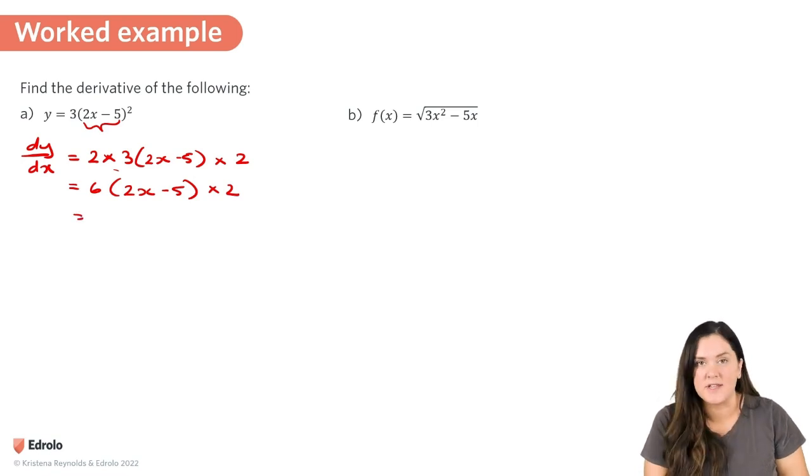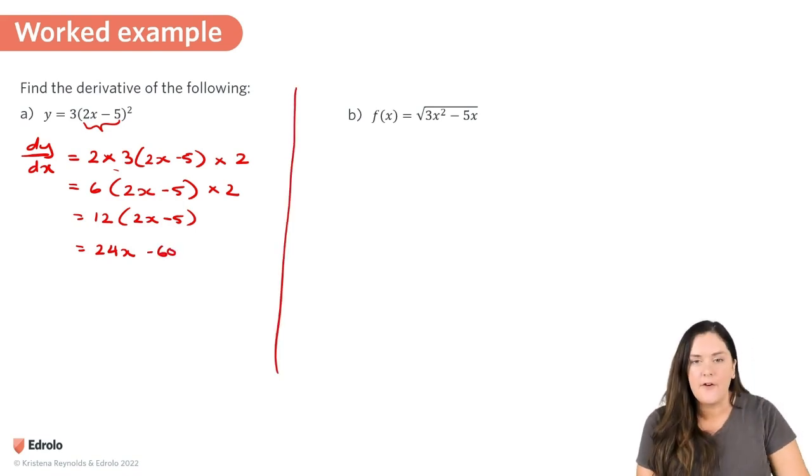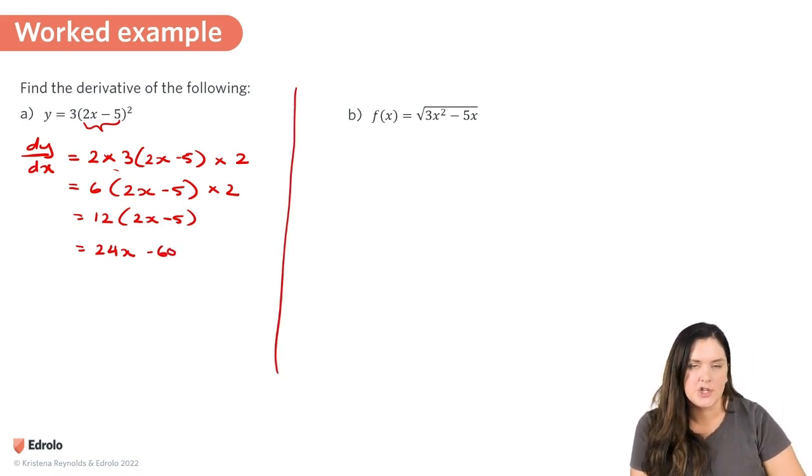I could have done that on the same line, but I'm just going to take a couple of extra steps. Now I've got 6 times 2, so 12. Then in brackets, 2x take 5. Again, I could leave it like that, or I could expand. So either way, we end up with 24x take away 60. Now for this example, we need to change this one so that we have a bracket.